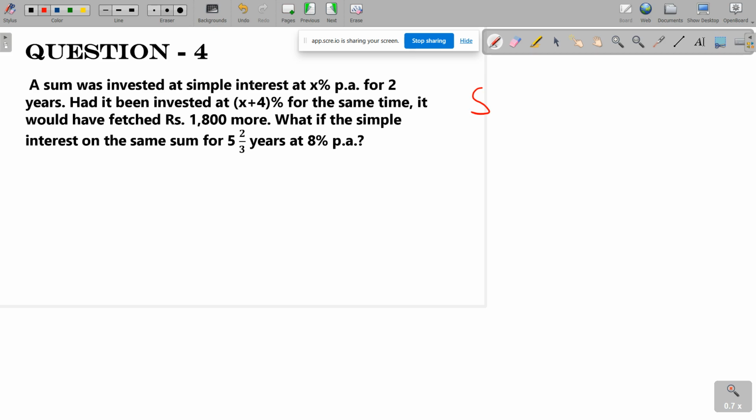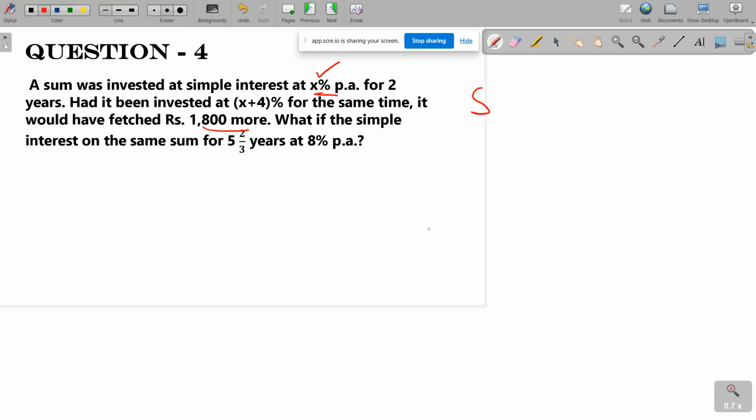Okay, simple interest at X percent. The rate of interest was X percent. The rate of interest is also not disclosed, for 2 years. Okay, time is given. Had it been invested at X plus 4%, it means 4% higher than the above case number one, for the same time, it would have fetched 1800 more. So it is given that in 2 years, same sum, 4% higher interest rate will fetch 1800 more.